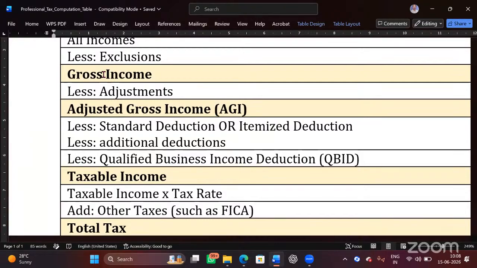So finally, from the adjusted gross income, we need to deduct two items. One is standard deduction or itemized deduction. Standard deduction or itemized deduction means that the taxpayer has the option to select. Either standard deduction, which means a fixed amount will be deducted, or itemized deduction, which means based on certain types of transactions.